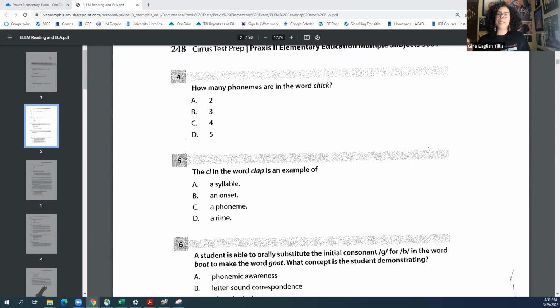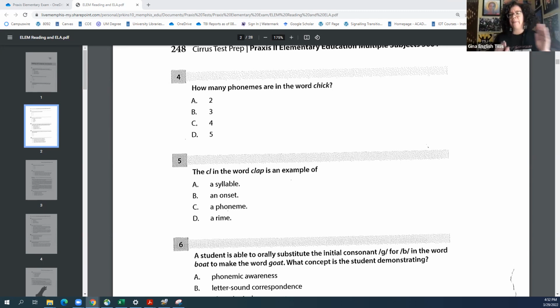The next question is, how many phonemes are in the word chick? How many phonemes are in the word chick? What's the answer to this one? We have answer A, answer B. I don't know if Brittany, you were saying B to this one. For number four? Yes, ma'am. I was saying three. Okay, so why did you choose three? I think I broke it up into syllables. I think that's why I said three instead of, because it's two, isn't it?